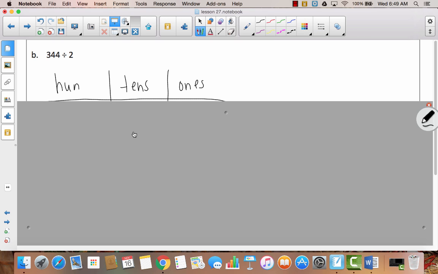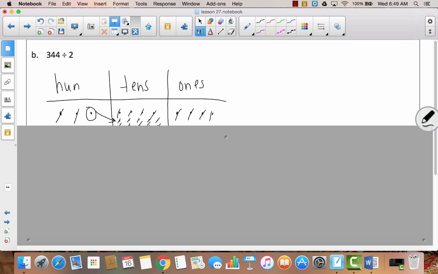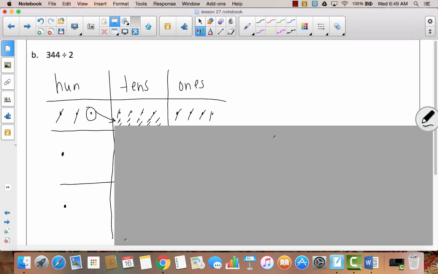Okay, so let's check your work. The first thing I did is I modeled 3 hundreds, 4 tens, and 4 ones. It's hard to tell that now, but I did. Then I divided my 3 hundreds and I put 1 in each group, and I had a remainder of 100. So I unbundled that 100 into 10 tens. So that gave me 14 tens.